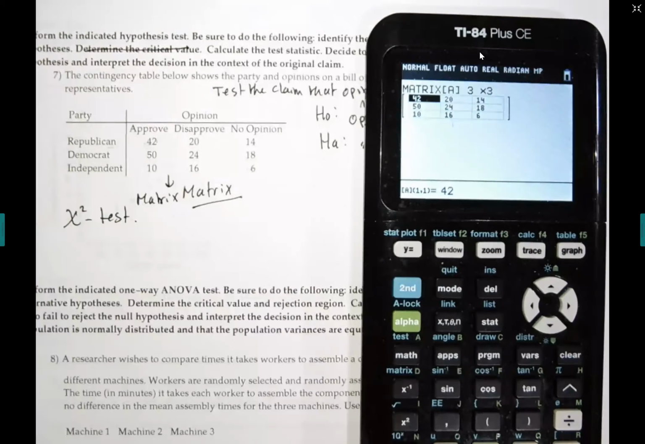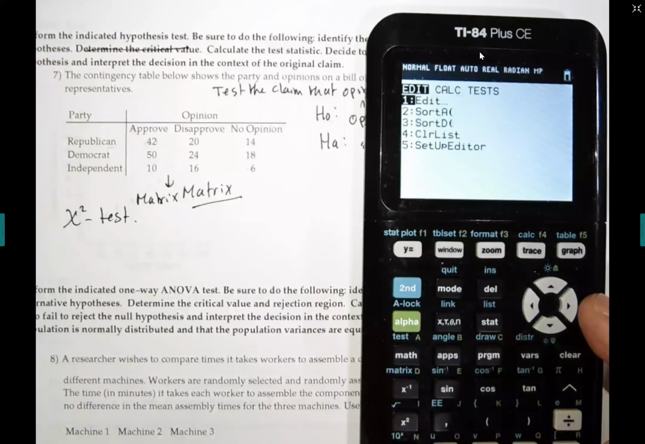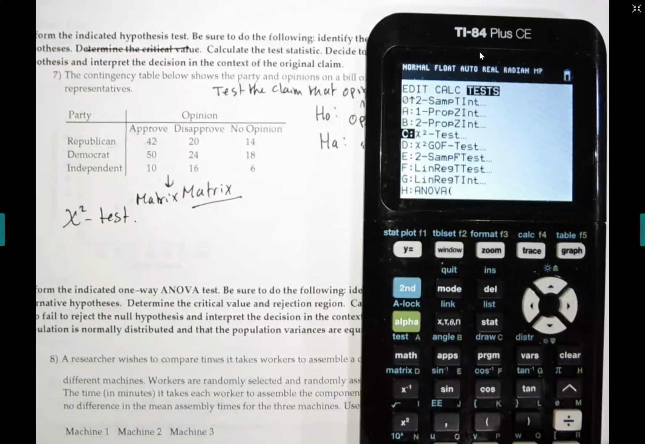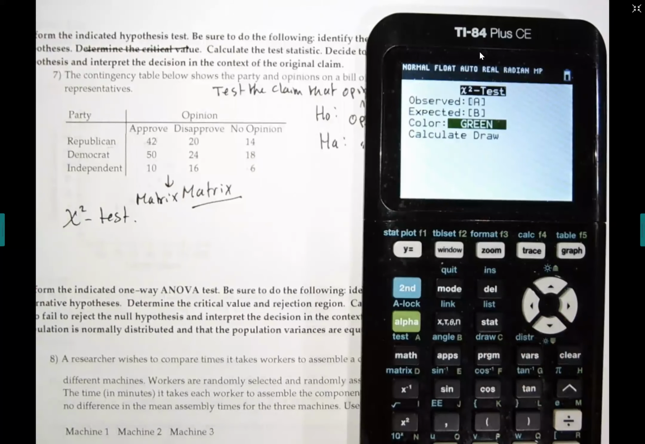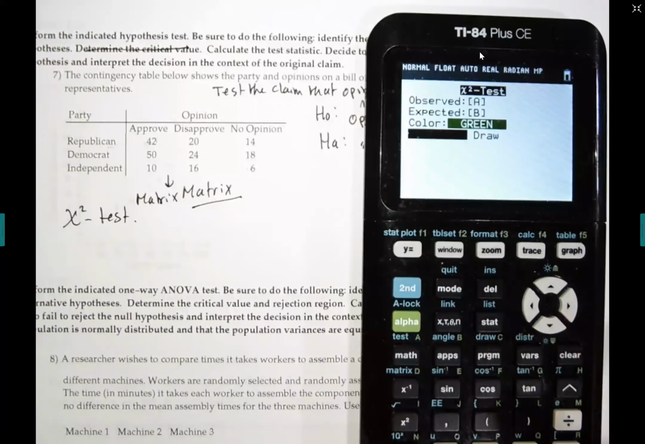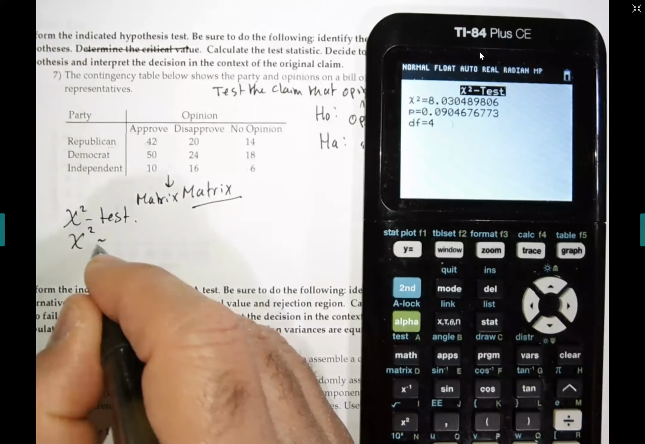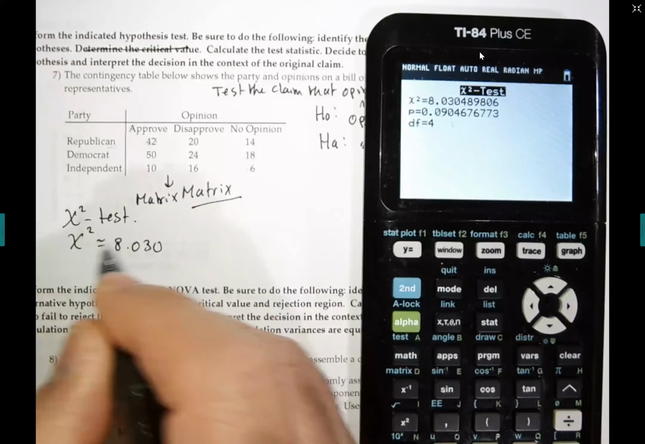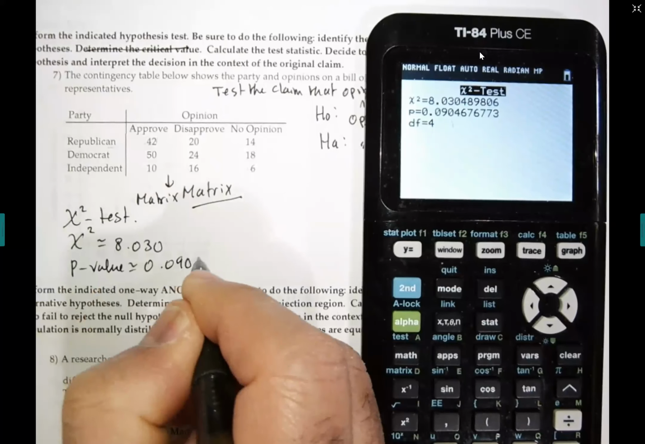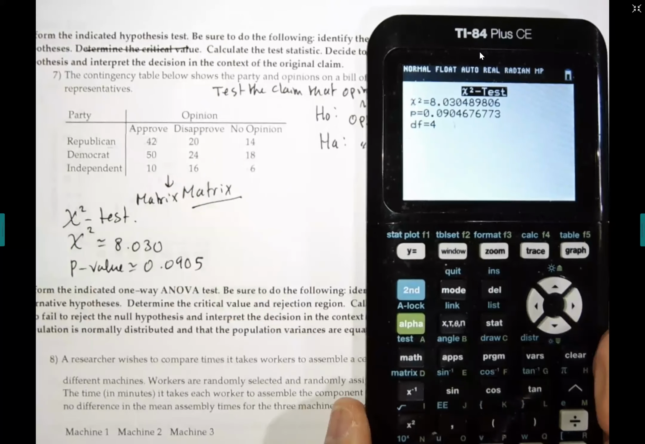Okay, here's how you run the test. You go to stat, tests, chi-square, enter. Are your observed values in A? They are. The expected values, the calculator is going to put in B, and then hit calculate. So chi-square equals 8.030 and the p-value is 0.0905. Okay, I'm done here.